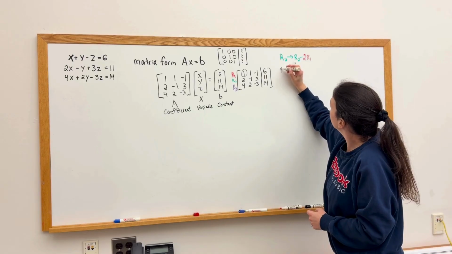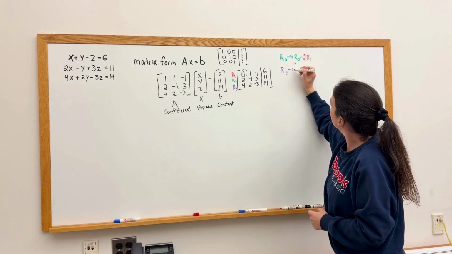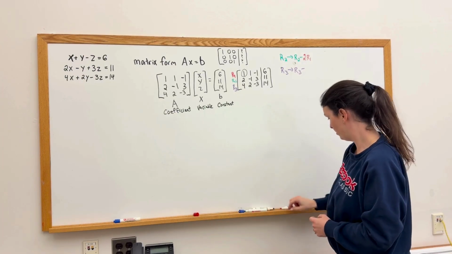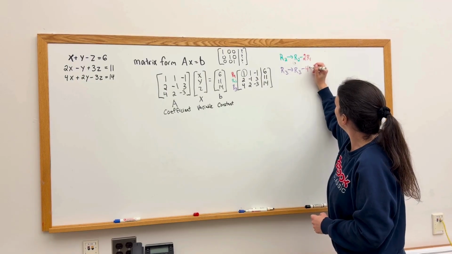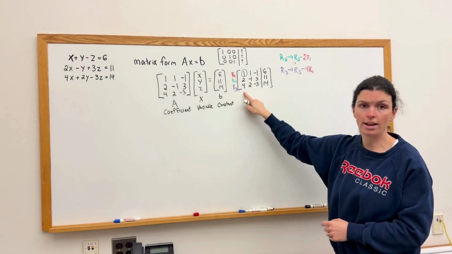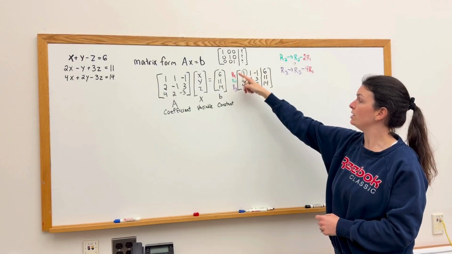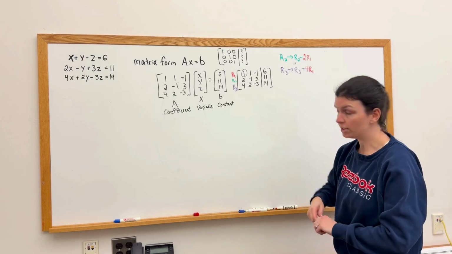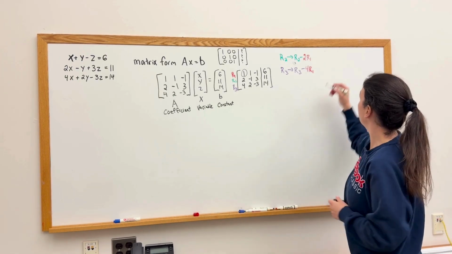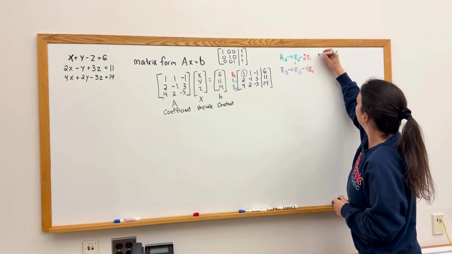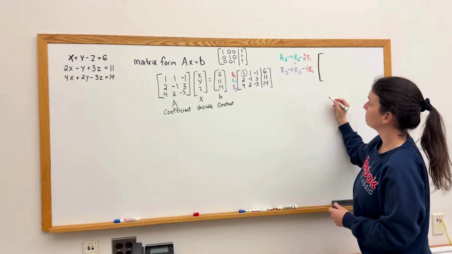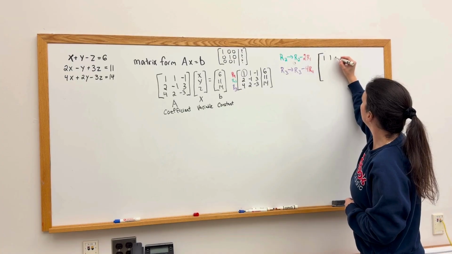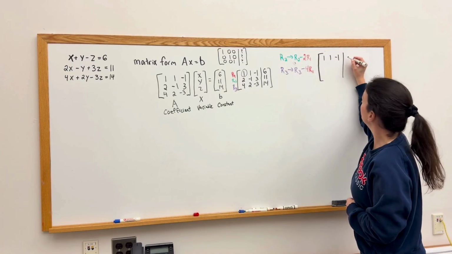Row 3 minus 4 times row 1, because what's 4 minus 4 times 1? It's 0. That's what we're looking for. So let's create our new matrix based on these transformations we're going to do. Row 1's the same: 1, 1, negative 1, 6.